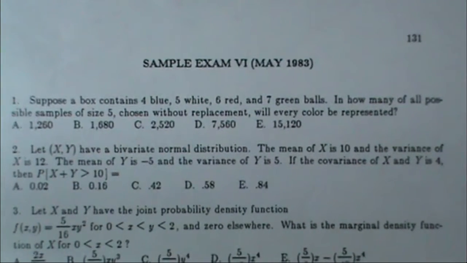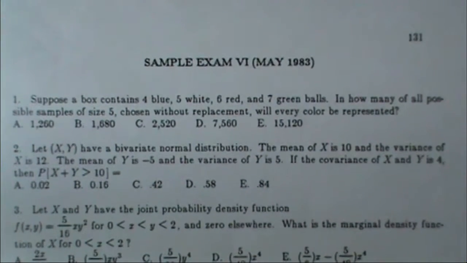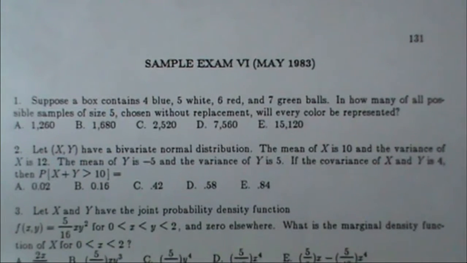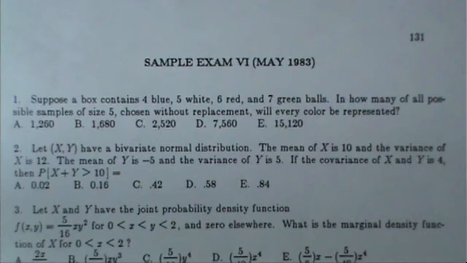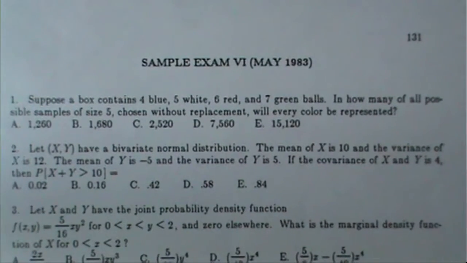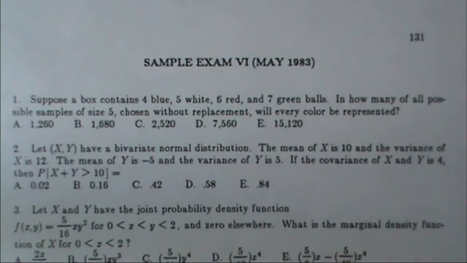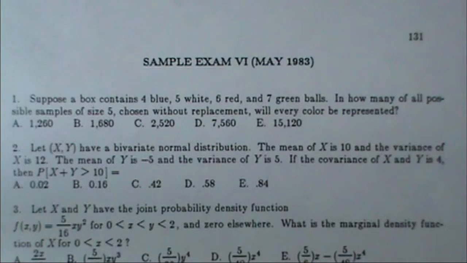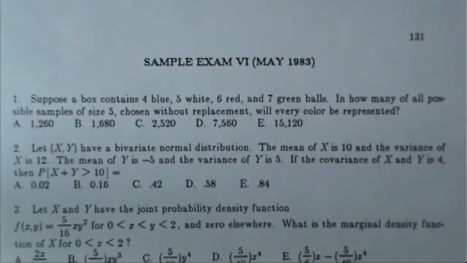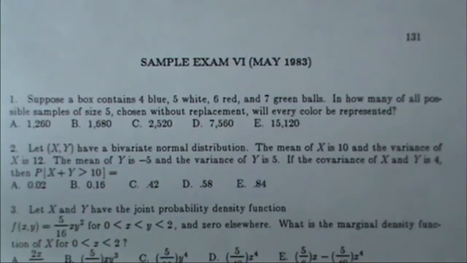Here's a sample exam 6 of the Prob and Stat actuarial exam. Problem number 1, suppose a box contains 4 blue, 5 white, 6 red, and 7 green balls. In how many of all possible samples of size 5 chosen without replacement will every color be represented?